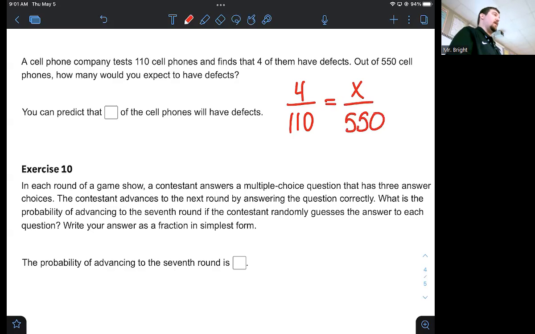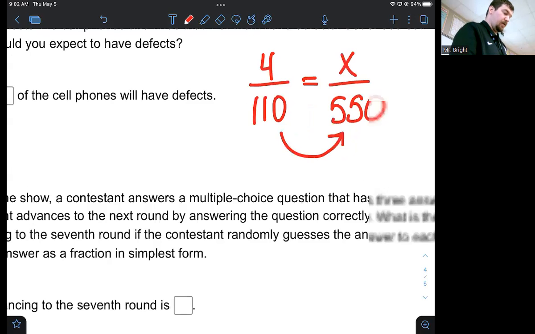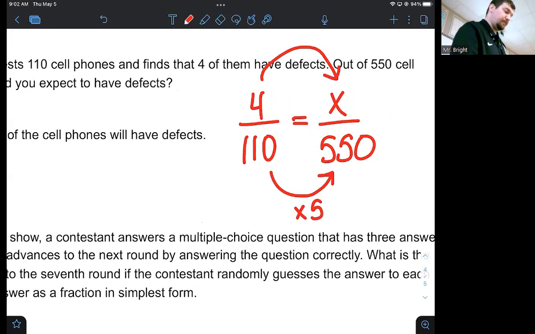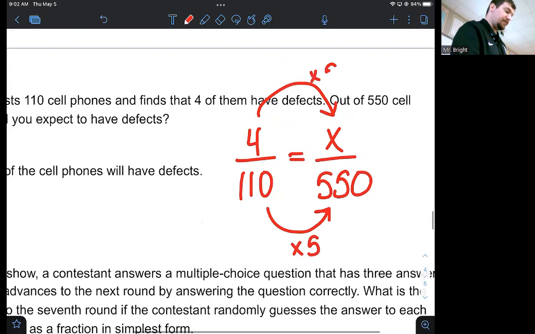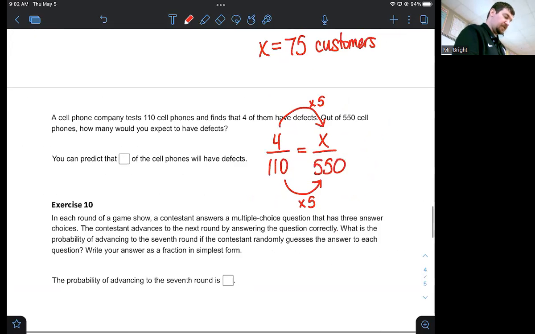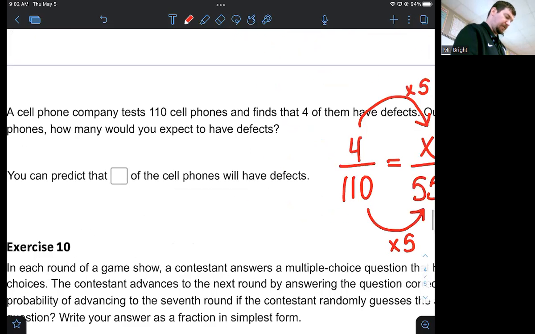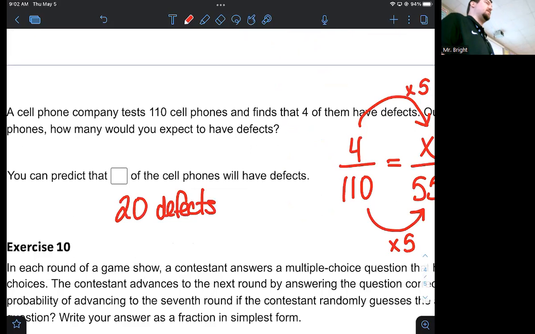And you could cross multiply this one, but mental math is actually going to be much easier. Can anyone tell me what they're multiplying 110 by to get 550? 5. Yeah, so you don't have to cross multiply if you see the mental math. What's 4 times 5? 20. So X is 20. And so we can put 20. I'd prefer not to put cell phones. We'll put 20 defects. Because there's actually 550 cell phones, but 20 defective cell phones. Frank? Wait, one more question.